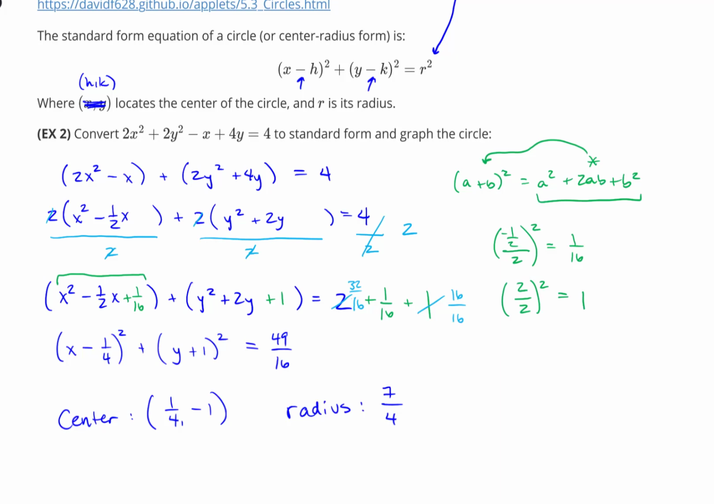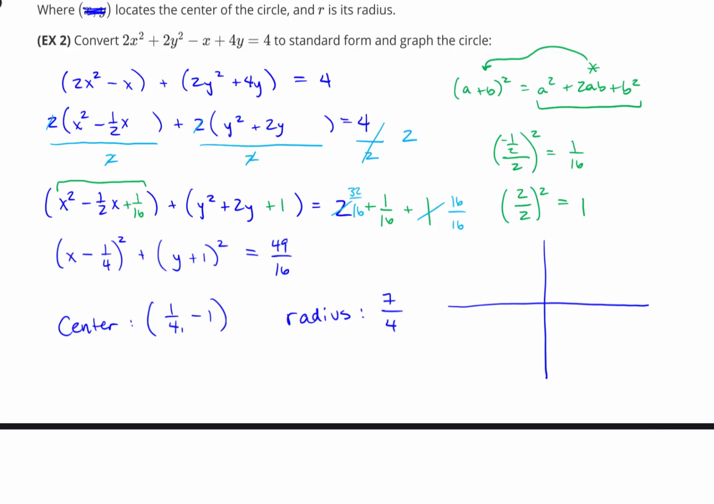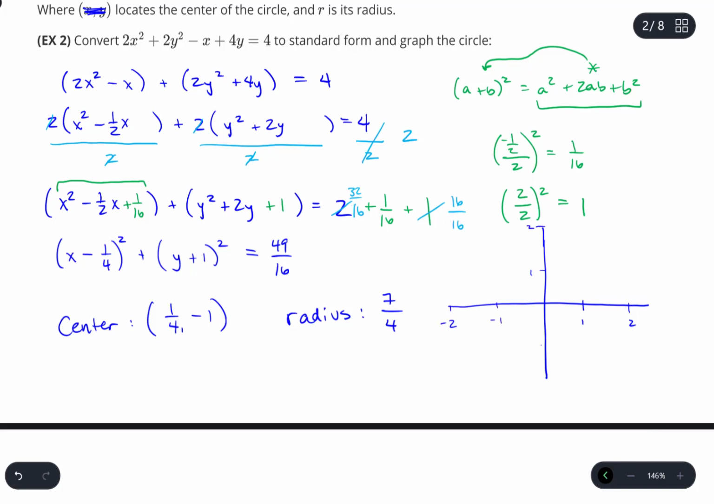Now, the last thing that we were asked to do is to graph the circles. So with the little bit of space that I have left over here, I'll do my best. Center is at 1/4 and -1. So I'm going to do a fairly large scale. So I'll do like 1, 2, 1, 2, -1, -2, -1, -2. All right, so that way we can get quarter divisions here. So the center is 1/4 on the x and -1 on the y. So my center would be like right here. And the radius being 7/4.